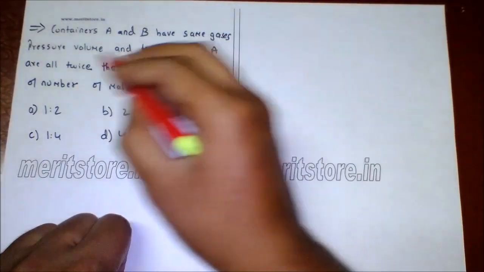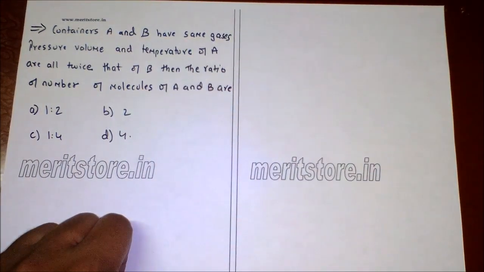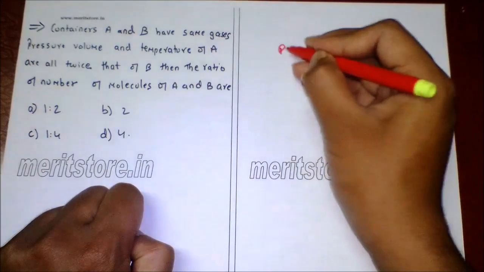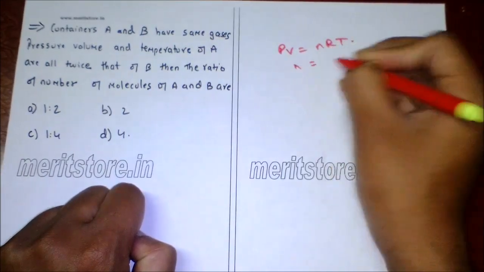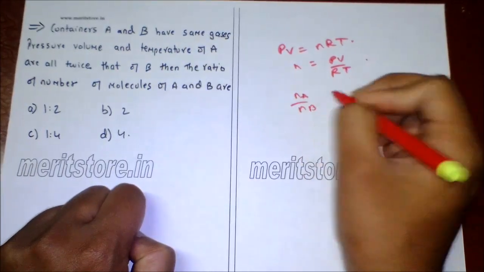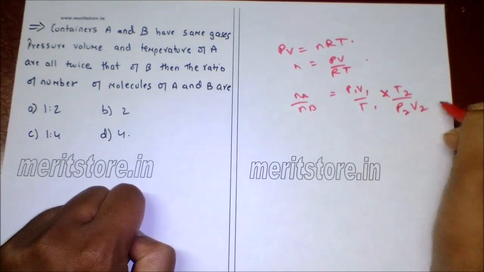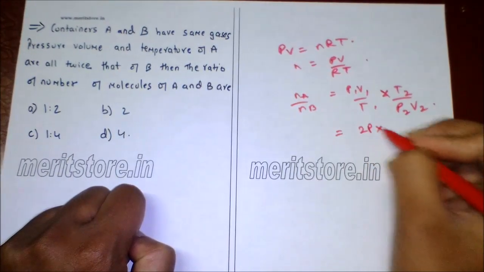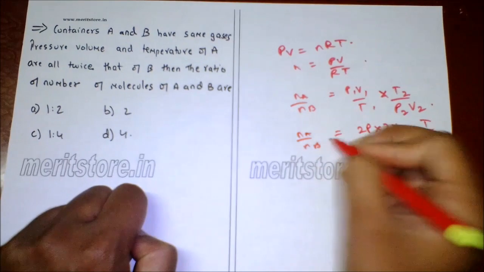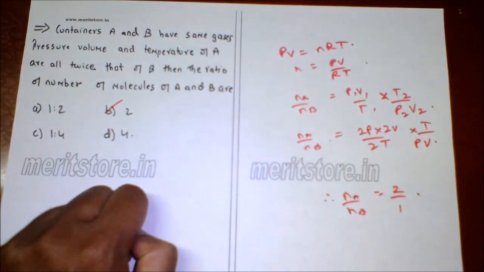Container A and B have the same gases. Pressure, volume and temperature of A are all twice that of B. Then the ratio of number of molecules of A and B is? According to the gas law, PV is equal to nRT, so n is equal to PV upon RT. So NA upon NB is equal to P1 V1 upon T1 into T2 upon P2 V2. Substituting values, 2P into 2V upon 2T into T upon PV. Therefore NA upon NB comes out to be 2 upon 1. So option B is the correct answer.